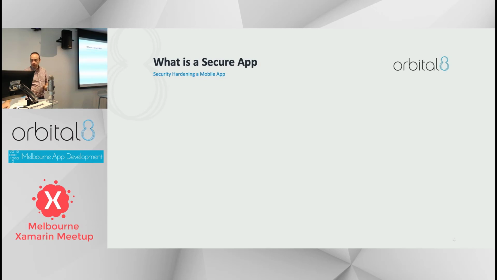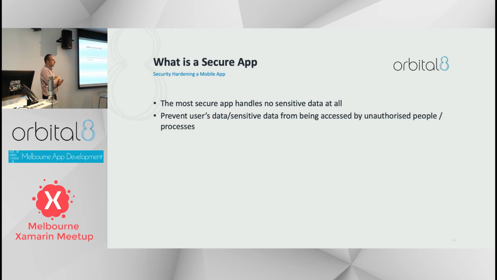So what is a secure app? A secure app is simply one that doesn't really handle anything sensitive or anything important, but that's not very much fun. So really a secure app is one that won't leak a user's private data, or won't leak sensitive data, or won't allow nefarious, ill-intentioned hackers or bad people to use your app to launch other kinds of attacks, maybe not even on your system.